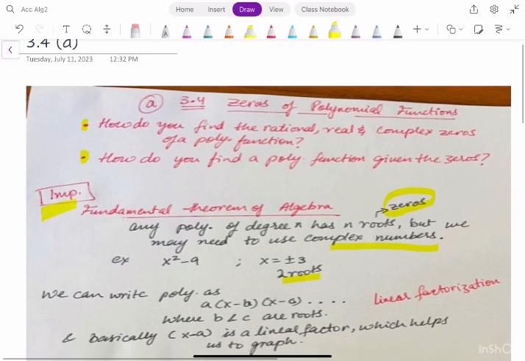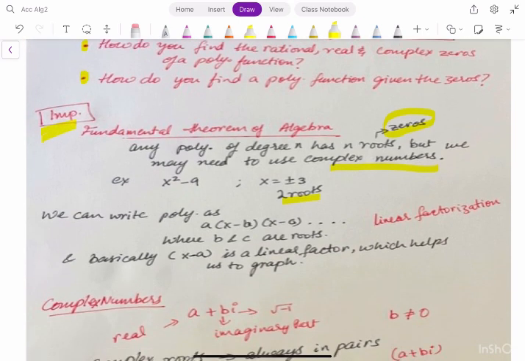So we can write the polynomial function as a times all the roots, right? x minus b, x minus c, and so on. This type of factorization is called a linear factorization, because as you can see, x minus b or x minus c, these are linear functions, right? In the form of y is equal to mx plus b. And they are easy to graph when we do linear factorization. So x minus a and x minus b define the roots as well, because a and b are the roots of the polynomial function.